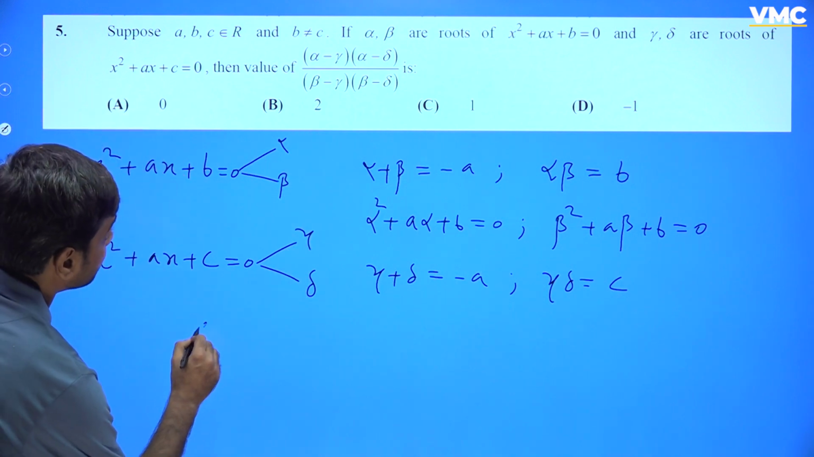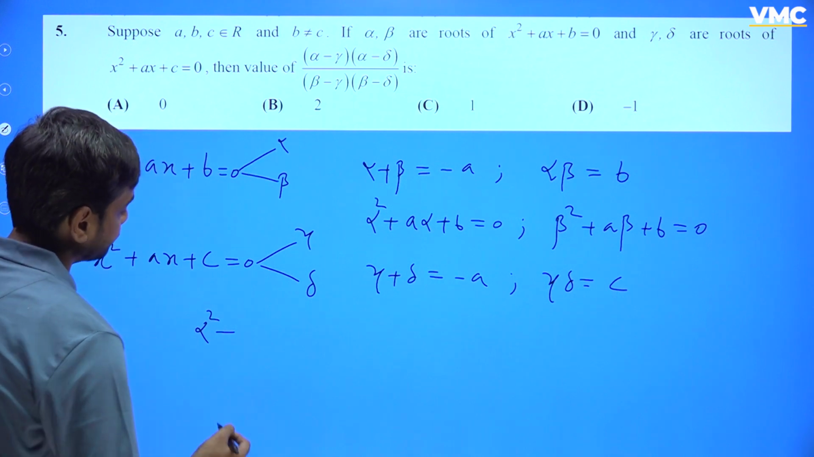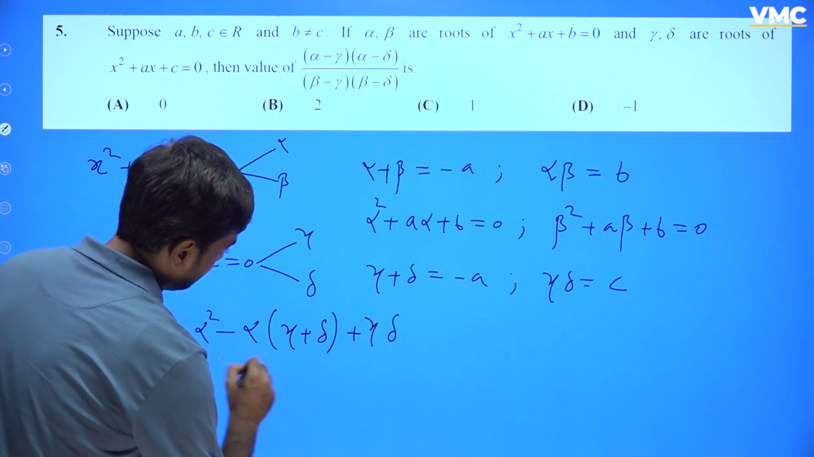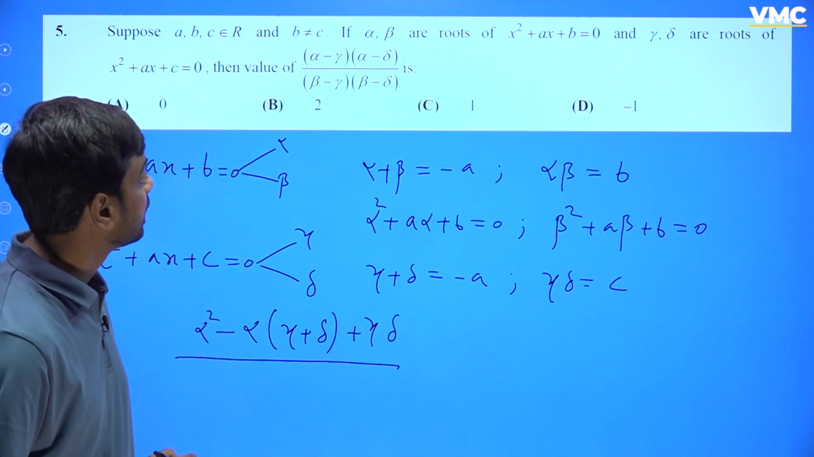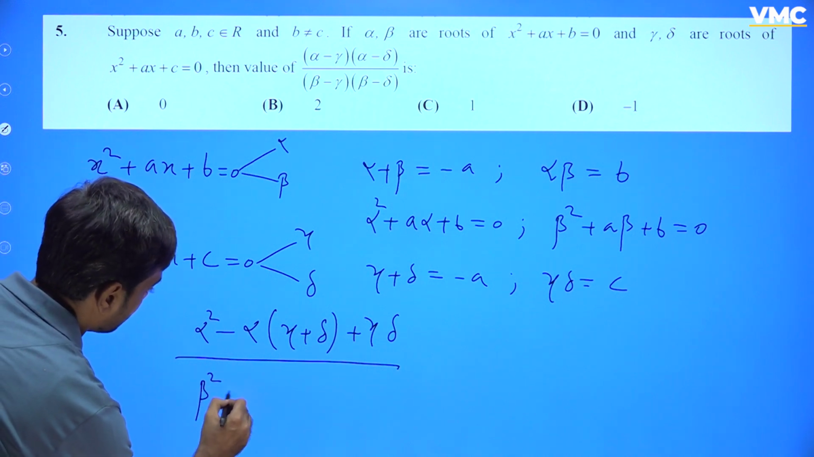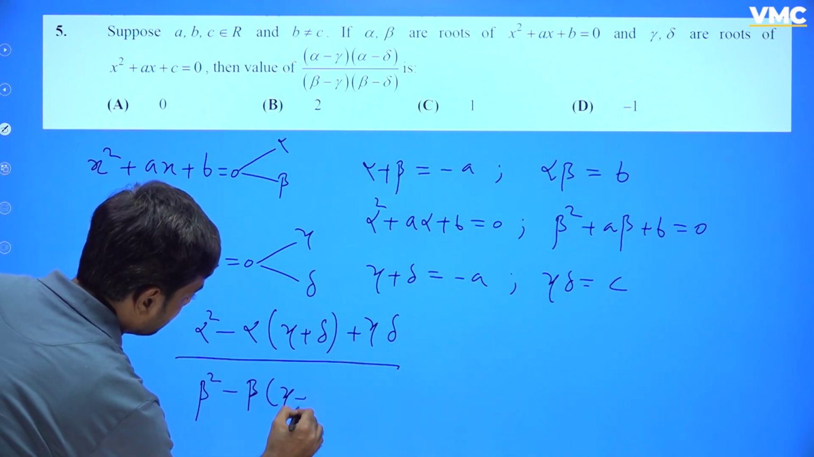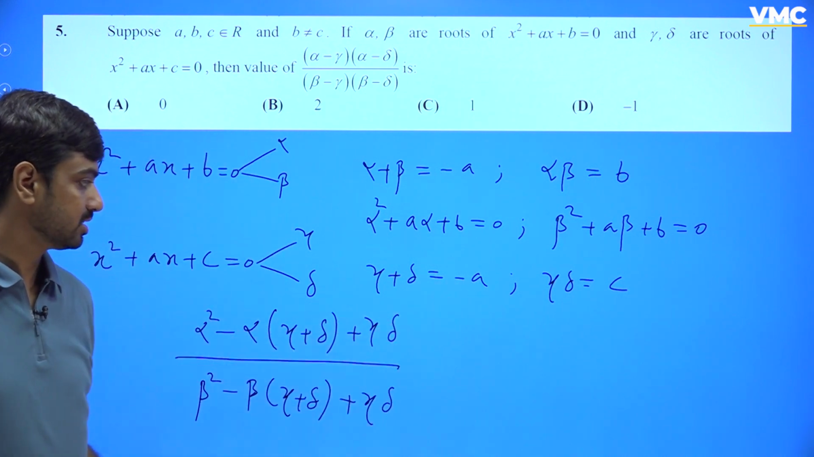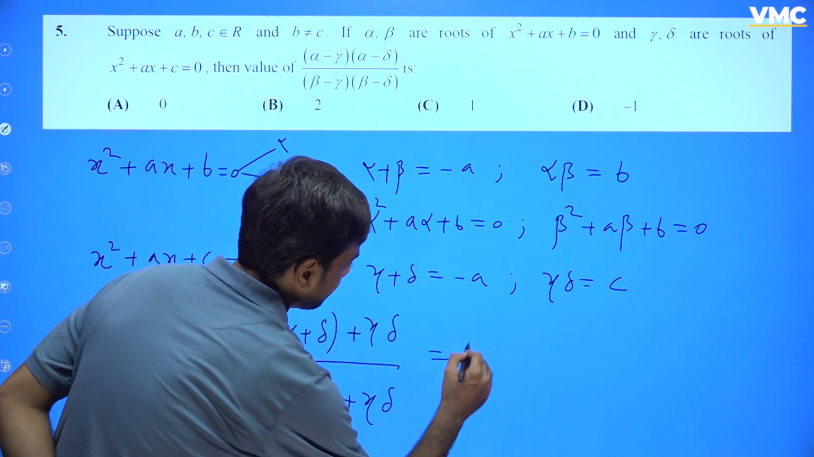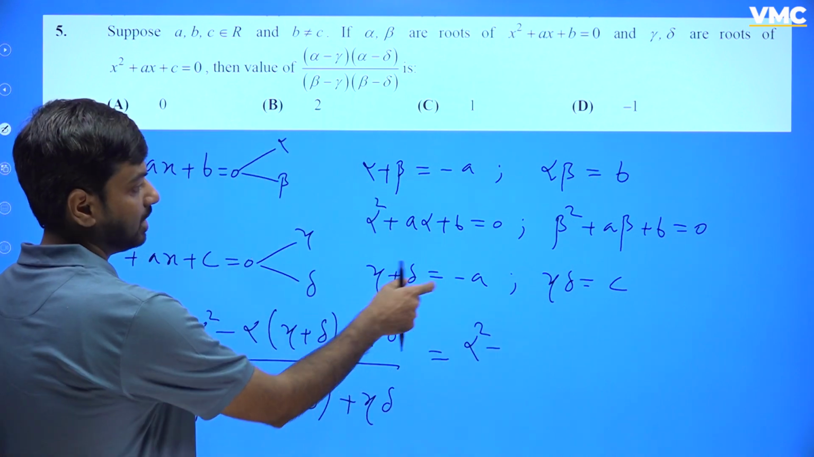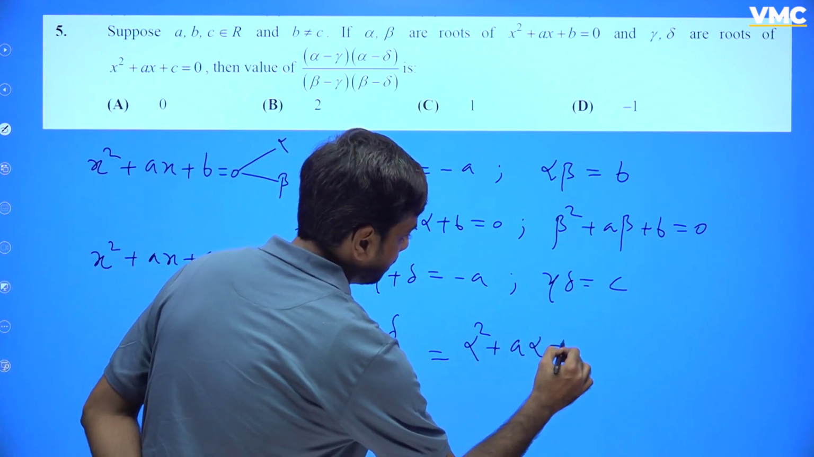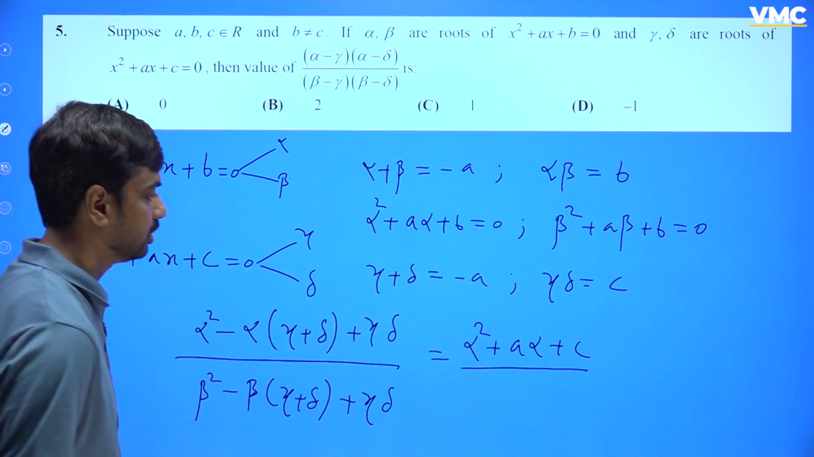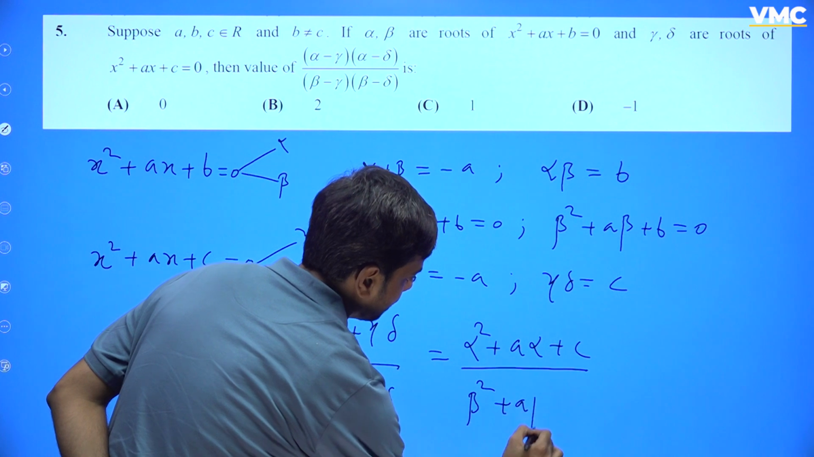So when you simplify the expression, we have alpha square minus alpha times gamma plus delta plus gamma delta. In the denominator, we have beta square minus beta times gamma plus delta plus gamma delta. Now in place of gamma plus delta, substitute minus a, and in place of gamma delta, substitute c. So we have alpha square plus a alpha plus c, because gamma into delta is equal to c. Similarly, the denominator will be beta square plus a beta plus c.